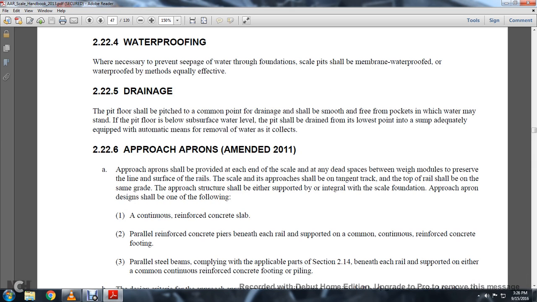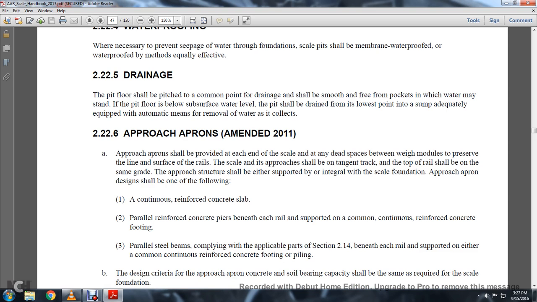Section 226, approach aprons, amended 2011. Approach aprons shall be provided at each end of the scale and at the end of the space between the weighing modules to preserve the line and surface of the rails. The scale and the approach to the scale shall be on tangent, and the top of the rail shall be on the same grade. The approach structure shall either be supported by the integral scale foundation or the approach apron design shall be only one of the following.